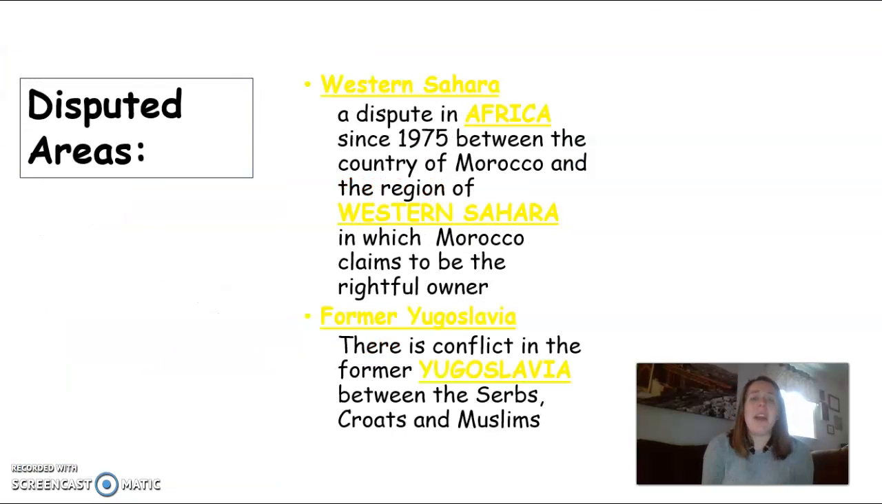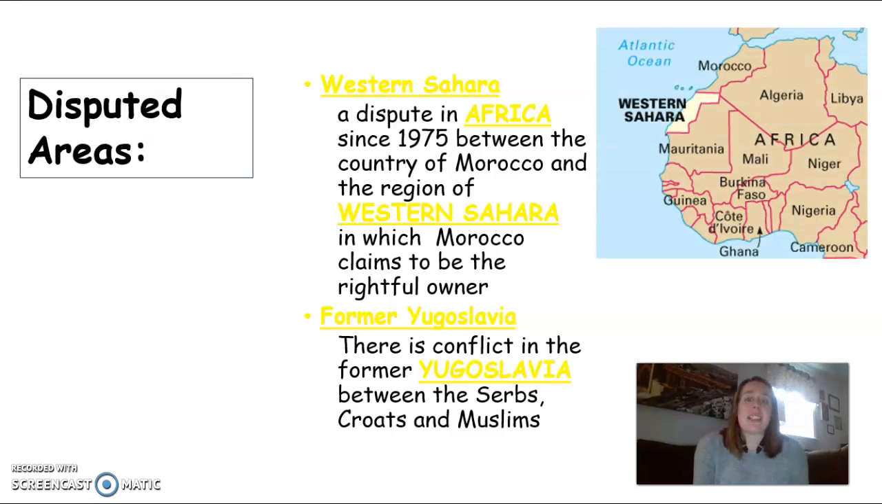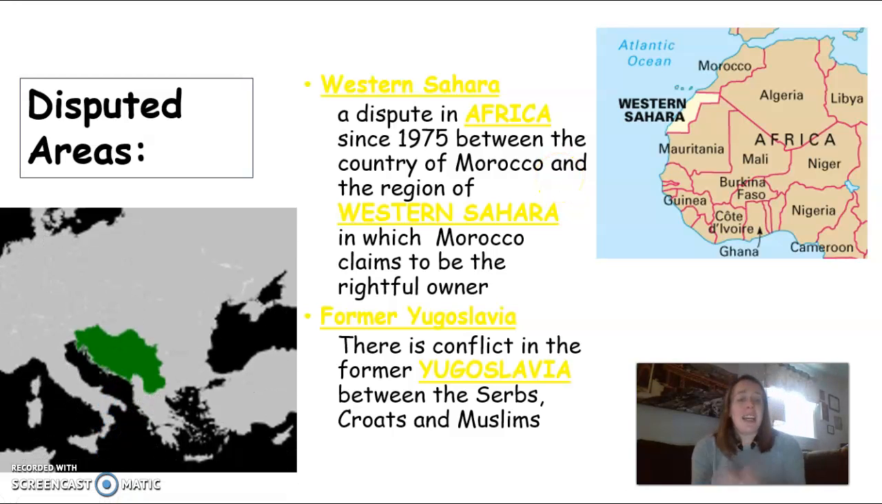All right, some other disputed areas that we have in the world today. We have Western Sahara and Morocco. There is a dispute in Africa since 1975 between the country of Morocco and the region of Western Sahara, in which Morocco claims to be the rightful owner of Western Sahara. So here are two countries that are in dispute with one another. The former Yugoslavia is also an area of conflict between different ethnic groups. So really, sometimes disputed areas are not between countries, but between ethnic groups.